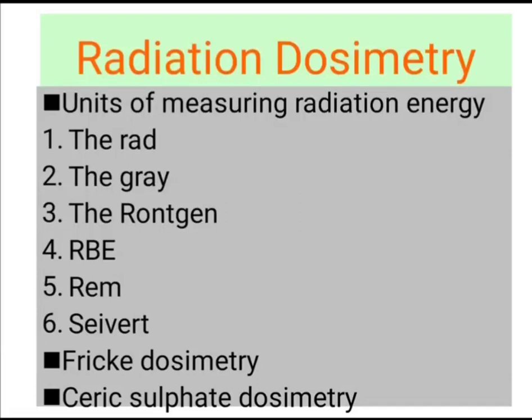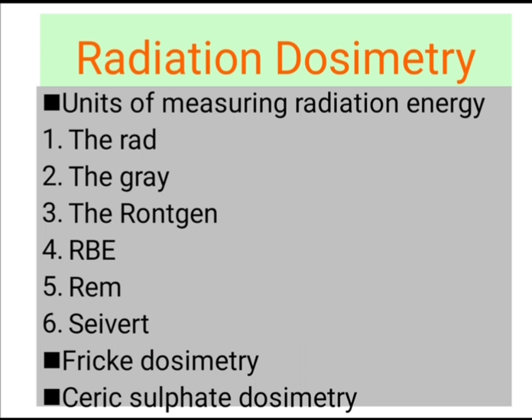Students, today we are going to see the new point from the radiation chemistry, and that point is the radiation dosimetry. So in the radiation dosimetry we are going to see few points, units of measuring radiation energy or the radiation dose. So here are the units: the rad, the gray, the Rontgen, RBE, REM, sievert. So these are the 6 units which are used for measuring the radiation energy or the radiation dose.